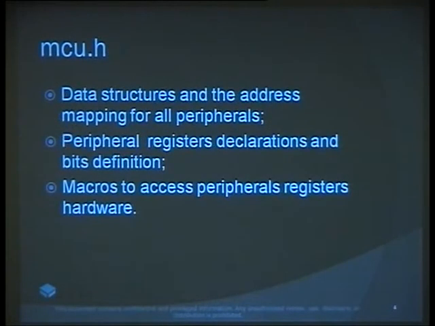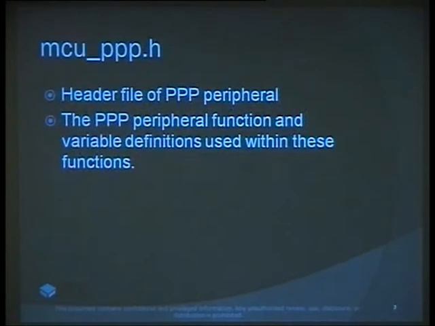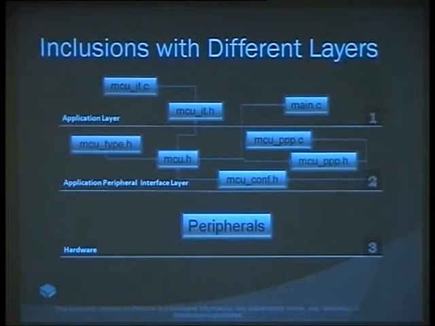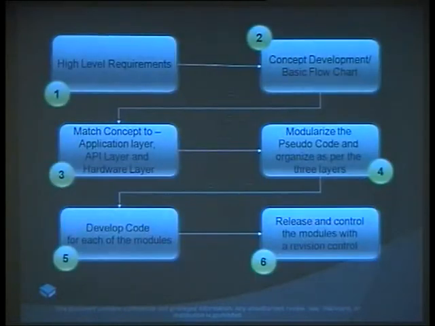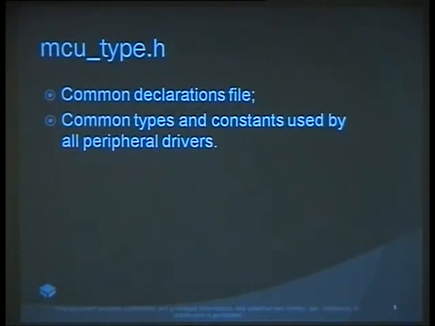So efforts should be converted into products. Yes. So here, for example, when you define mcu.h, we define data structures and the address mapping of all the peripherals. Now, if you look at mcu.h, where does it live? It lives in the application peripheral interface layer. This is how we define various files. So you have mcu.h and mcu-type.h, which is a common declarations file.